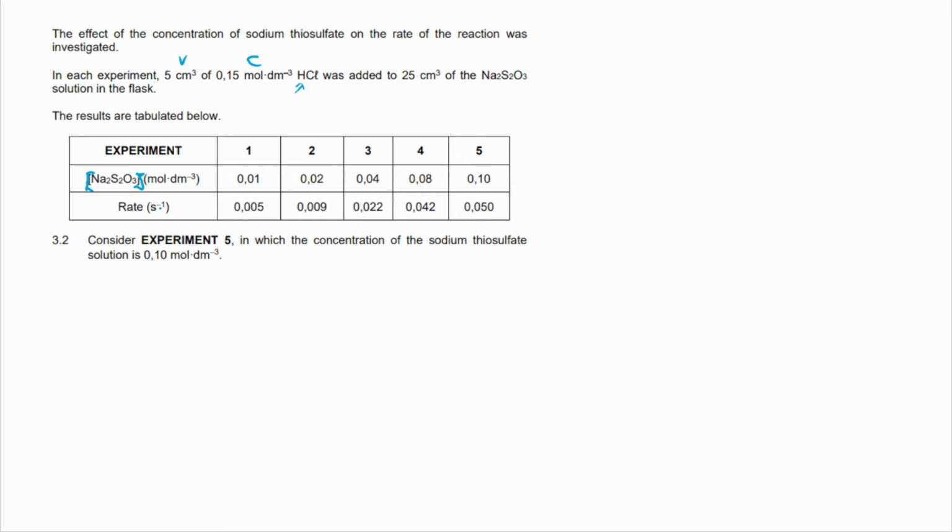So rate is per second, or just 1 over seconds, from our exponent laws. So we have that. Then 3.2, they now say consider experiment 5. So we need to be using these values. Very important. They put it in bold as well. They say consider that experiment in which the concentration of sodium thiosulfate is this.